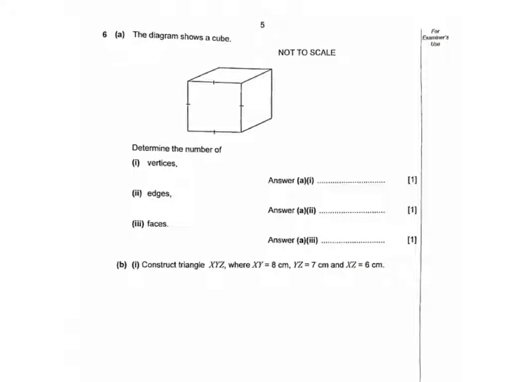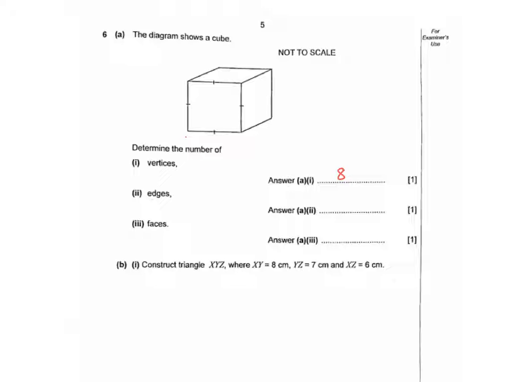Question 6, we have a cube. Determine the number of vertices. Vertices are corners, like how many corners are on this cuboid. We have 1, 2, not cuboid but cube. 1, 2, 3, 4, these are the top. Then we have 5, 6, 7, and 8 on the other side. So here we have 8 vertices.